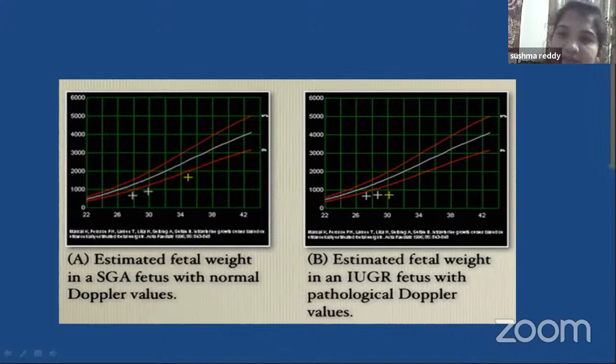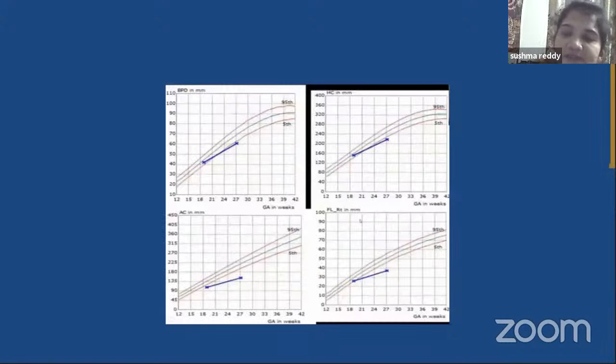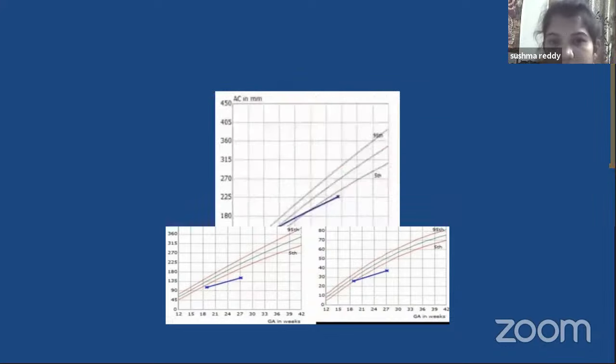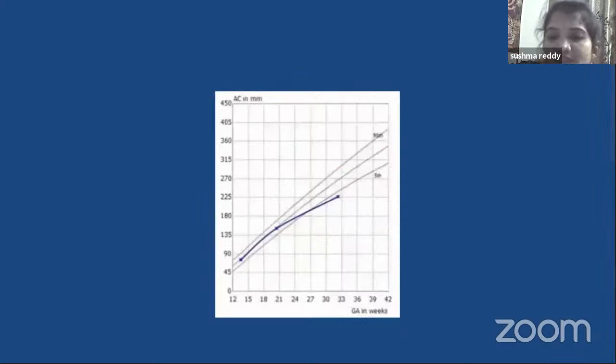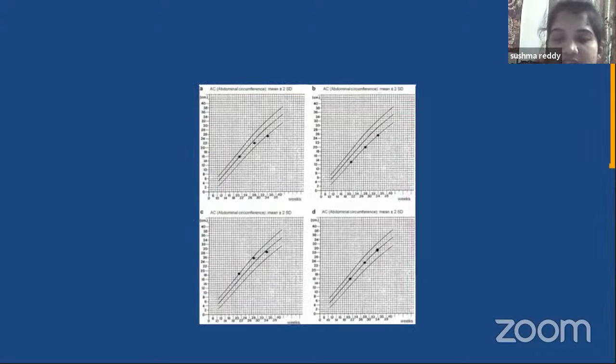We will take a few more examples using growth velocity curves. In this graph, we are taking BPD, HC, AC and FL individually. In this fetus, all of them are going from AGA to SGA. This is significant. So this fetus might be going in for growth restriction and it has to be monitored. This fetus, initially it was in the average for gestational age group and it has fallen into the SGA group. This is also significant.